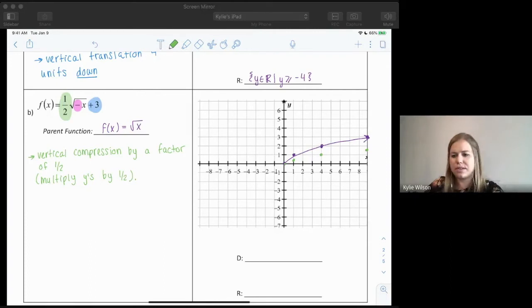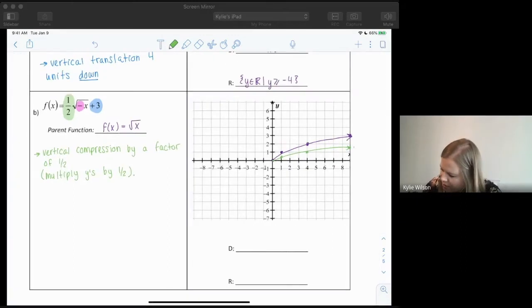There we go. And I'll just label that. I should have labeled the first one, but that's okay. y equals, oops, f of x equals 1/2 root x. Okay, yes, Dustin?